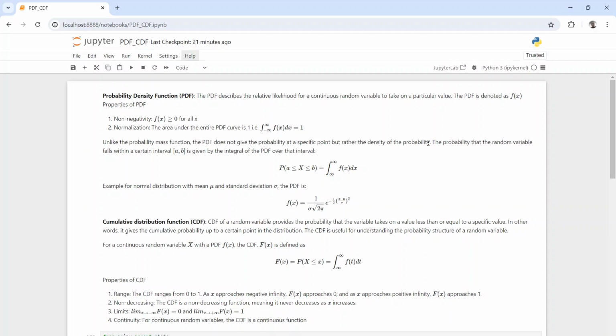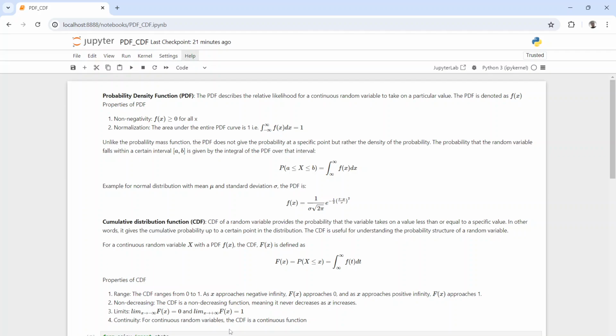The first one is non-negativity, which means that the value of f(x) should be greater than or equal to 0 for all x values. And the second property is normalization, which states that the area under the curve of the entire PDF is equal to 1, which means that if we integrate f(x) from minus infinity to infinity, it should be equal to 1.